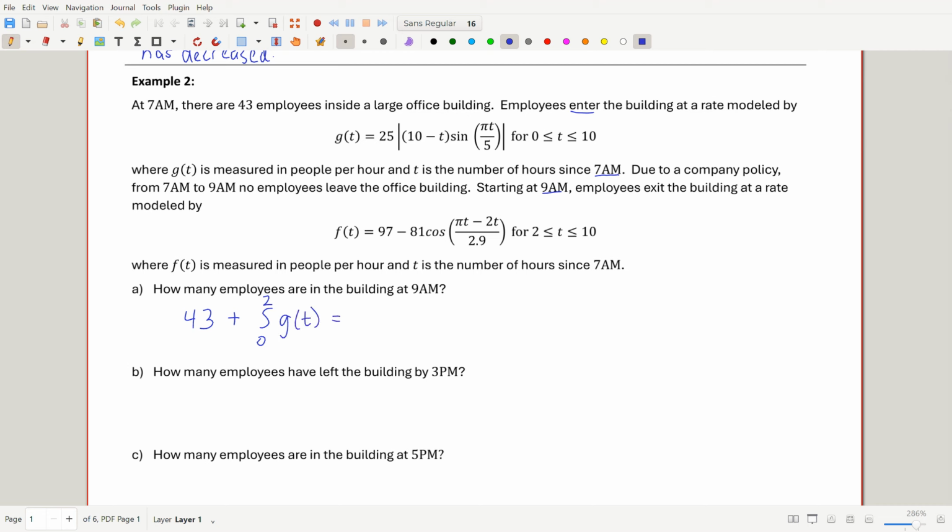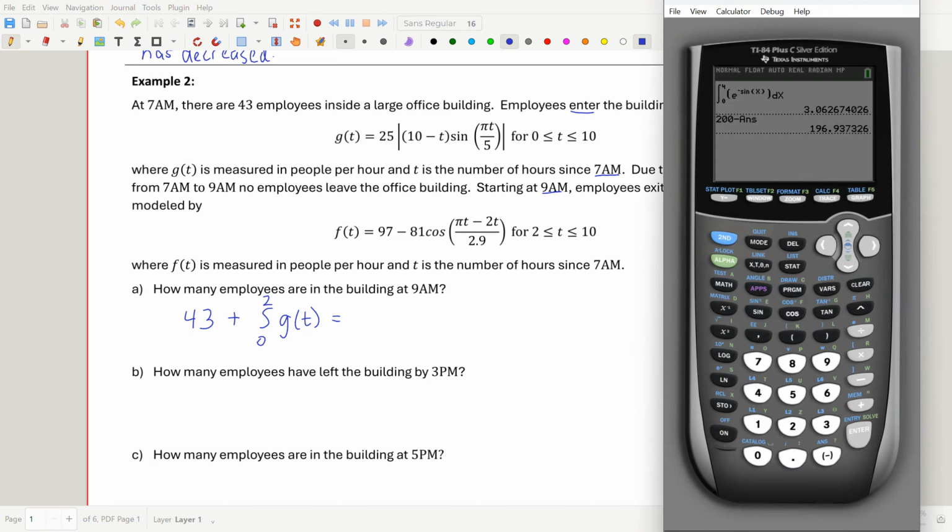For this sort of question, and this is just a good general strategy, I may have to use these equations multiple times. They're a pain to type in, so I'm going to put them in for y1 and y2 before I do anything else. So I'm going to take 25 math abs quantity 10 minus t, or 10 minus x, sine of pi t over 5, x over 5.